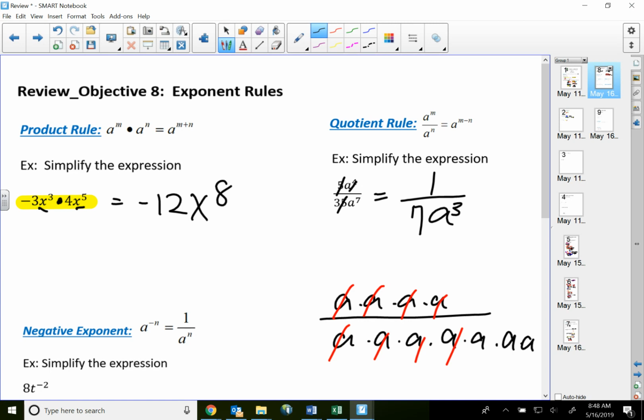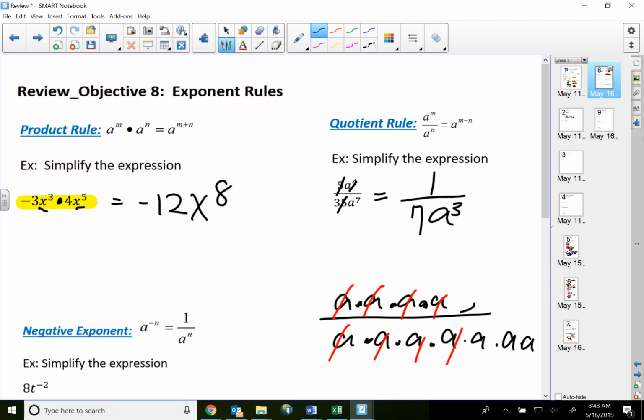And the reason why I'm able to cancel them out like this, top and bottom, is because my whole entire numerator is only one term. Okay, the denominator is also one term. We can only cancel out top and bottom like this inside a fraction if both the numerator and the denominator are one term over one term.